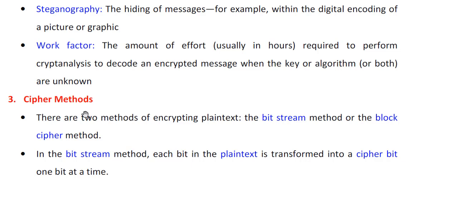Now for the cipher methods, in general we have two types of ciphering. We have the bit stream ciphering and we have the block ciphering methods. In the bit stream methods, each bit in the plain text is transformed into a cipher bit, one bit at a time.